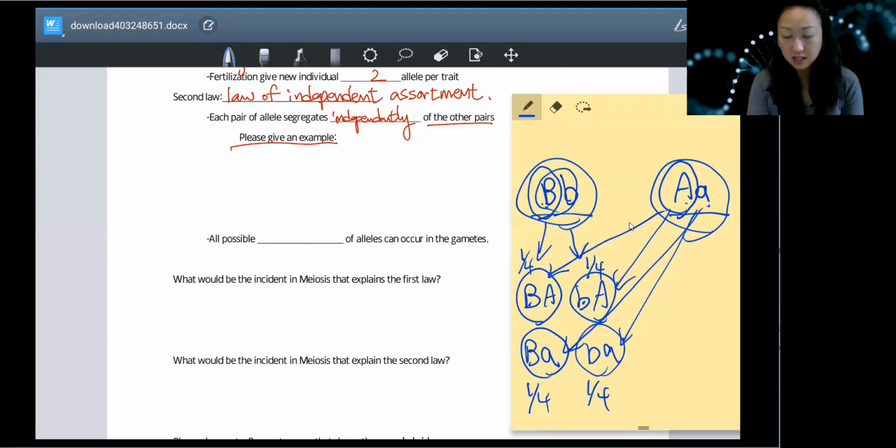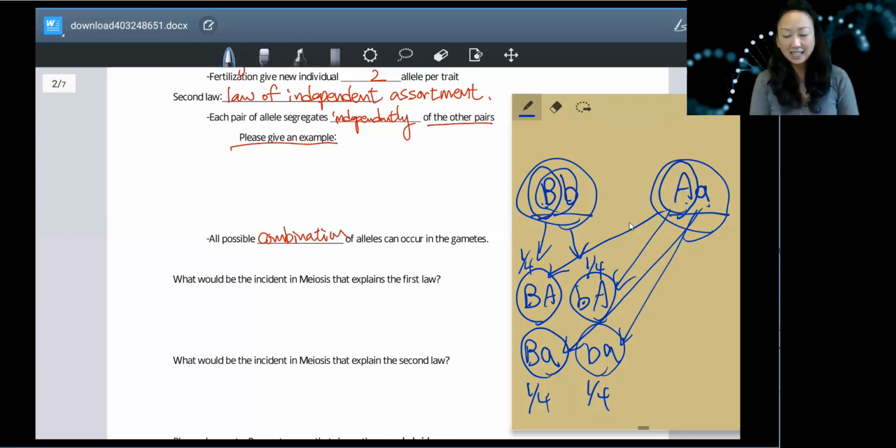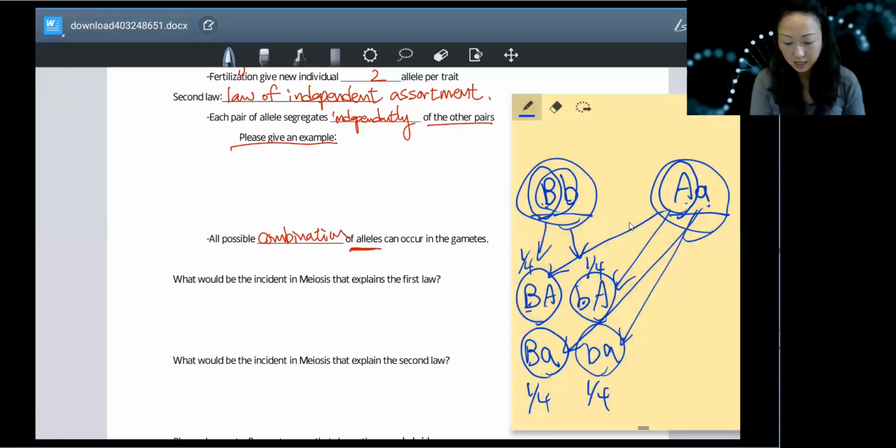When did we get all this? So the truth is, all possible combinations can occur in the gametes of alleles. So any combination, big B, big A, small b, big A, big B, small b, big A, are all possible. I can generate any kind of these eggs, okay? There's no preference of, if I have dominant, then I'm always matched with dominant.